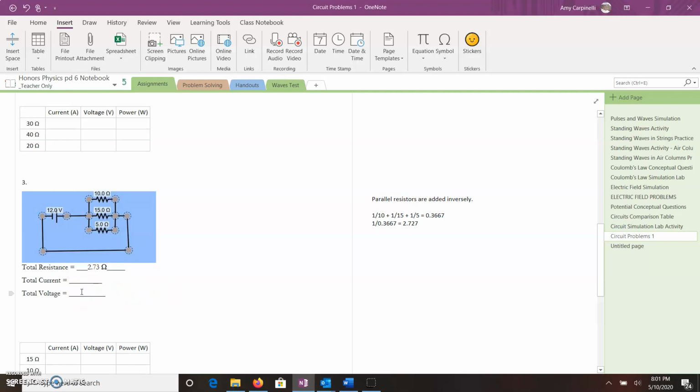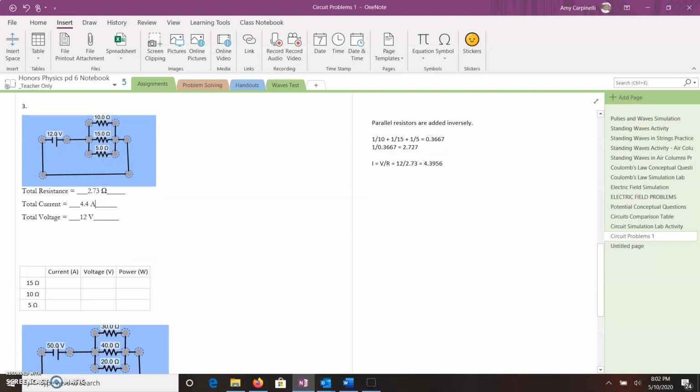Now, I'm going to come down to my total voltage again. That is my battery. Okay, so I'm just going to fill that in with 12 volts. And now I'm going to get my current, same way I did before. I is equal to V divided by R. So that's going to be 12 divided by 2.73. And I get 4.4. Current in parallel tends to be higher, significantly higher than it is in series.